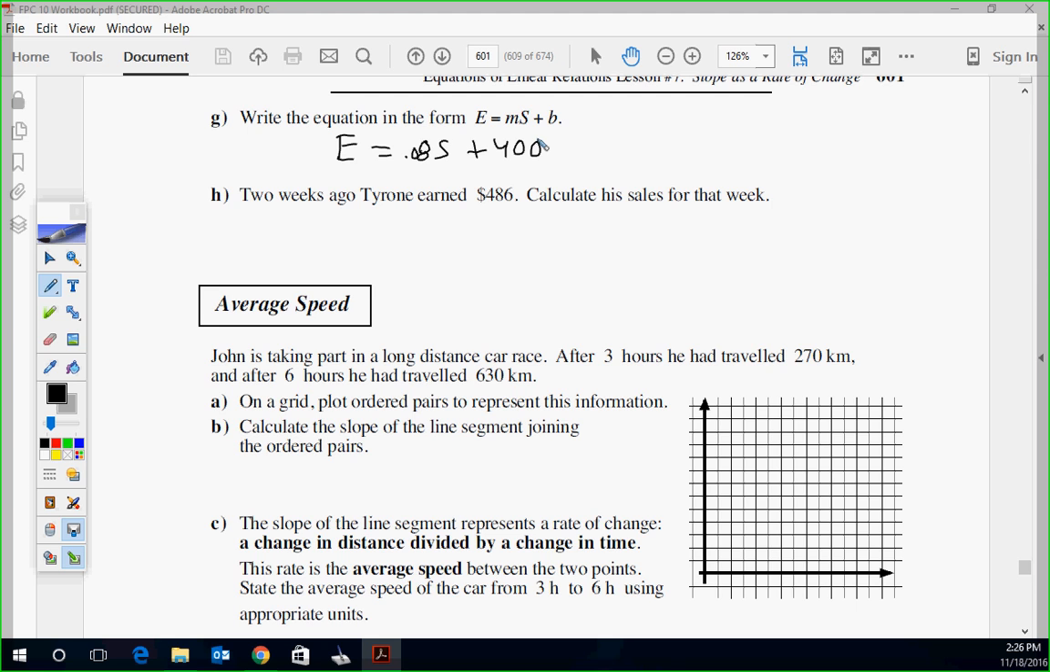So what would we do to figure out how much? So 2 weeks ago he earned 486. How can we figure out how much he sold? How can we solve for X? Andrea?